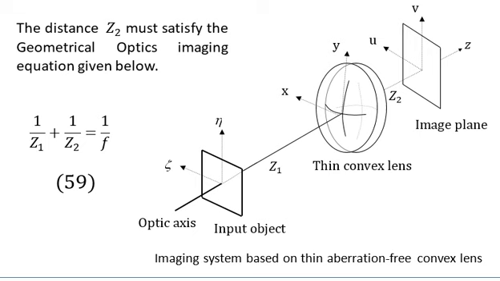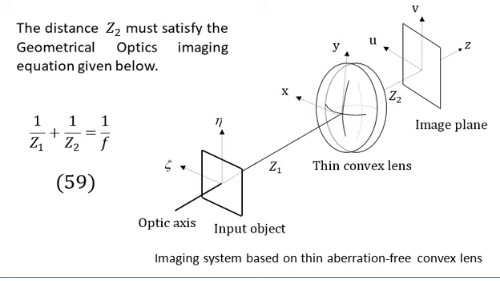So what is the problem? The problem is that we want to calculate, there is an object, for example, at the input plane, for example a point source, or generally a field is known at the zeta eta plane, and we want to calculate the field at the UV plane, that is at the image plane.